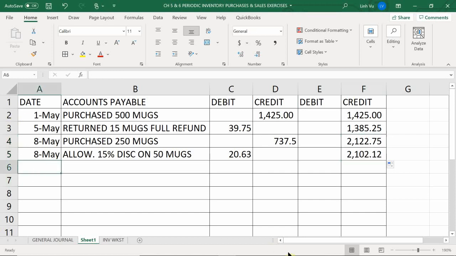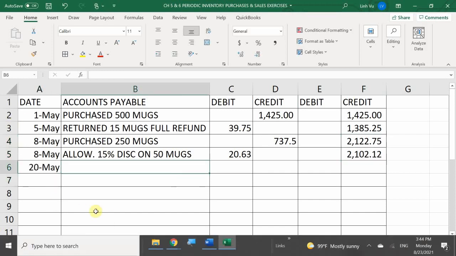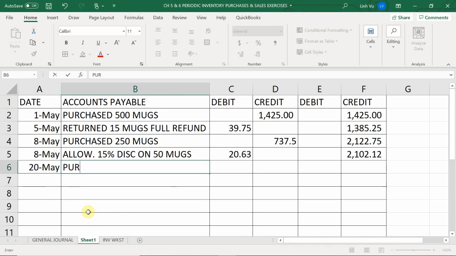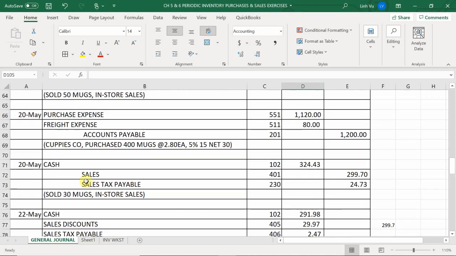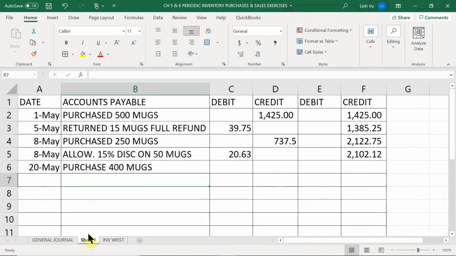Then the last purchase we made was on May 20th, right? Which was a purchase of 400 mugs, right? On May 20th. Okay? Which then increased my account once again by $1,200. So therefore, going back to my running balance here, I'm increasing my account by $1,200. So therefore, I should now have a running balance of $3,302.12. Okay? And this is called the general ledger account, right?